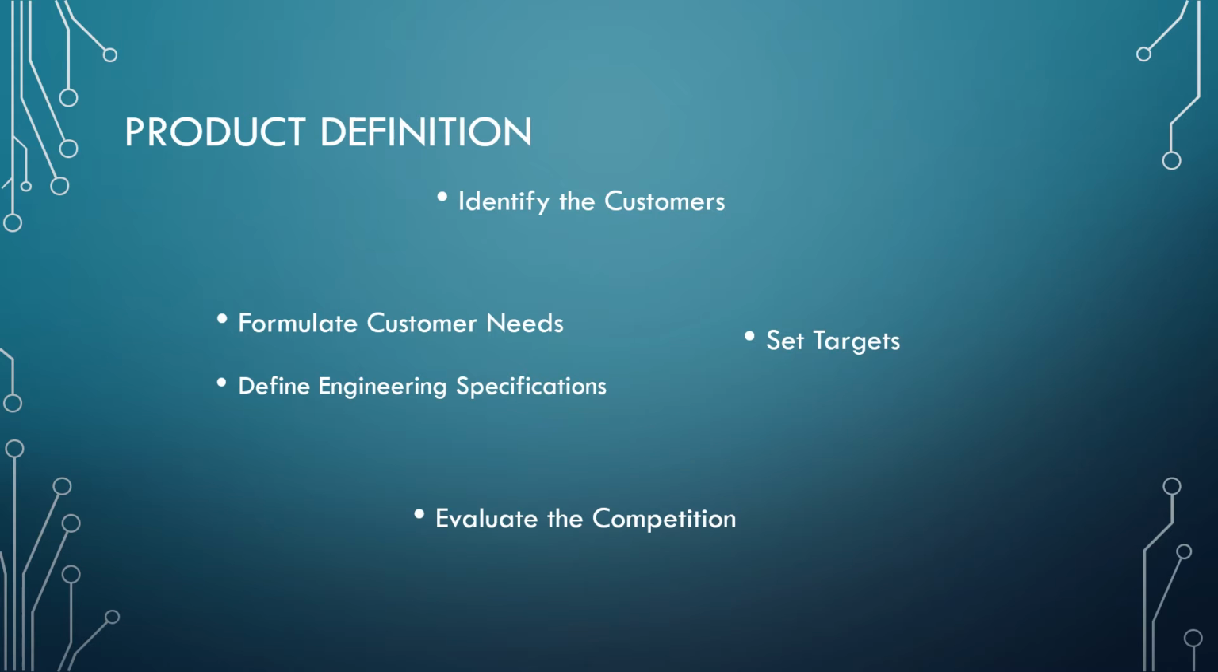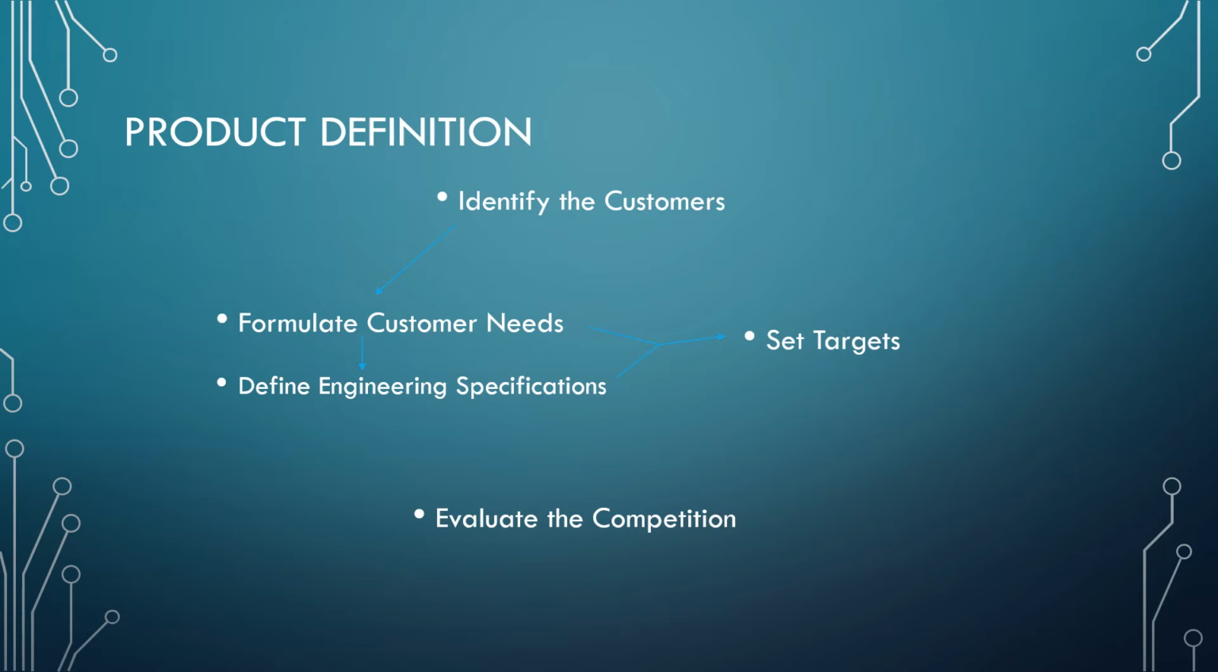Next, we have our product definition. So firstly, we want to identify our customers. We want to find out who we're catering our product to. It's very important. So once we identify our customers, this is how we're going to formulate our customer needs. We decide what the customer wants. We listen to them to ask them what they want, what they need, how they want the product to work, and then we take those customer needs and we define them as engineering specifications, which are, instead of qualitative needs, quantitative needs. They have something we can actually work towards and measure.